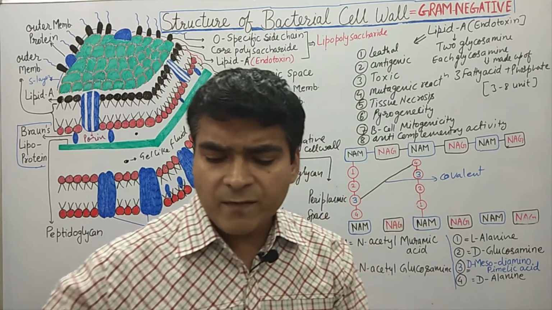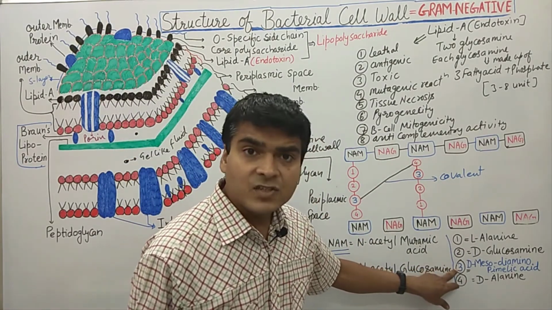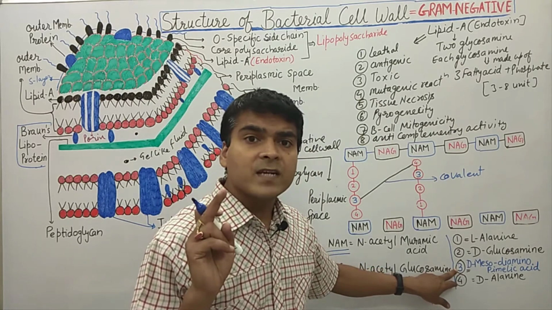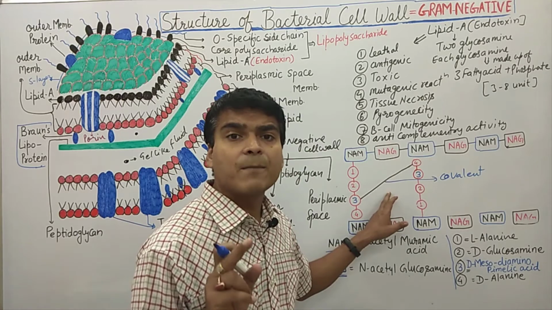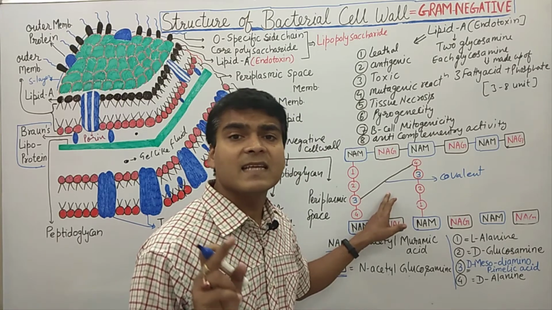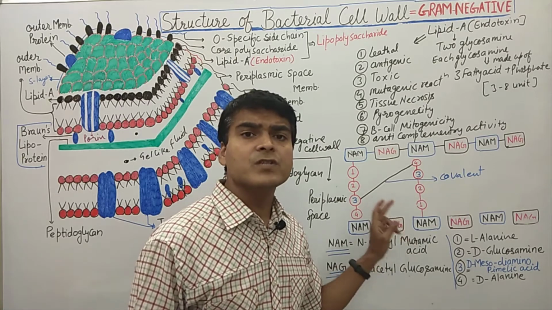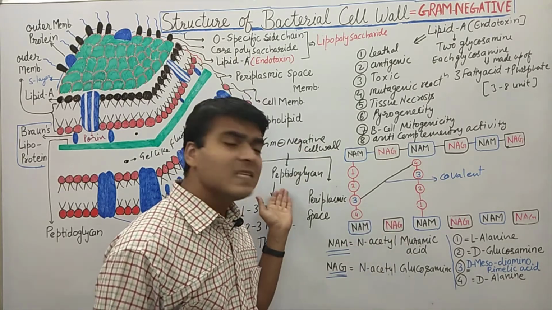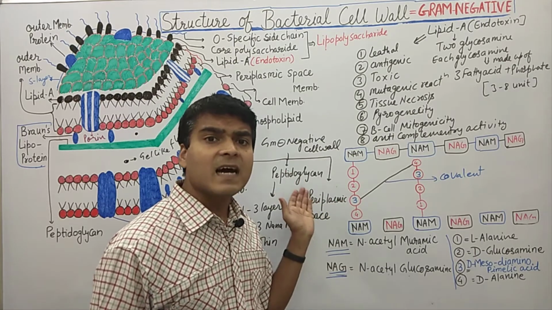So there are two differences. The first is that the third amino acid is changed from gram-positive bacteria, and the second is that the pentaglycine bridge is absent in the gram-negative bacteria cell wall. Remember this, because examiners ask questions on this many times. So this is the structure of peptidoglycan in gram-negative bacteria, how it is arranged.